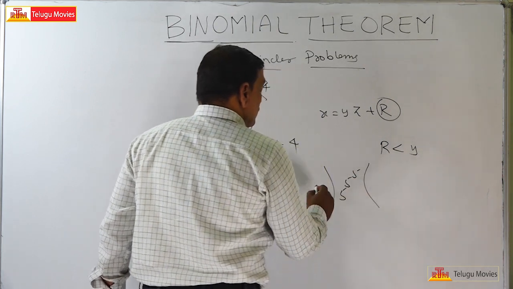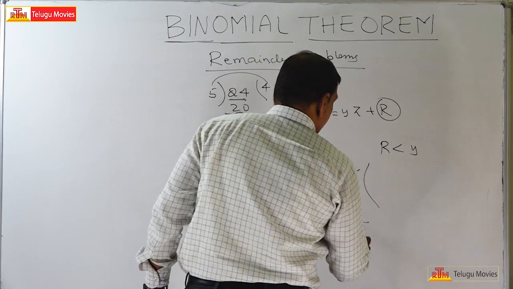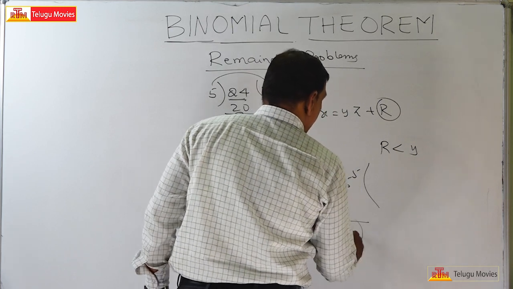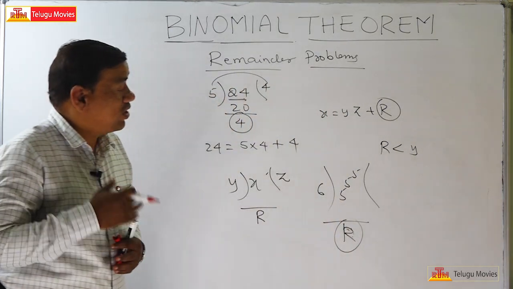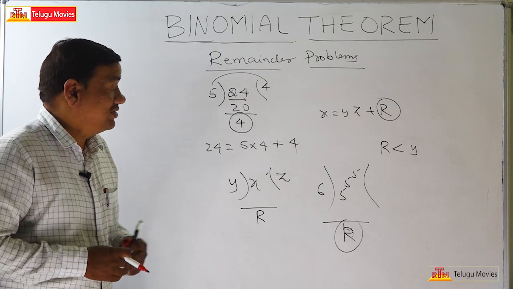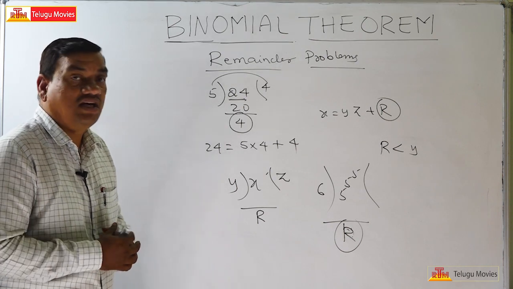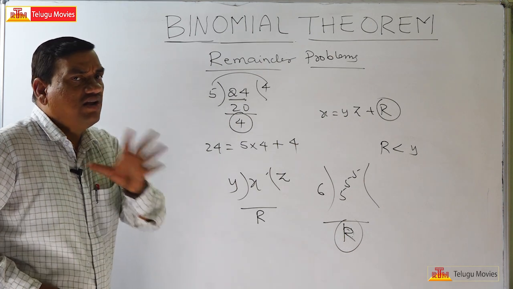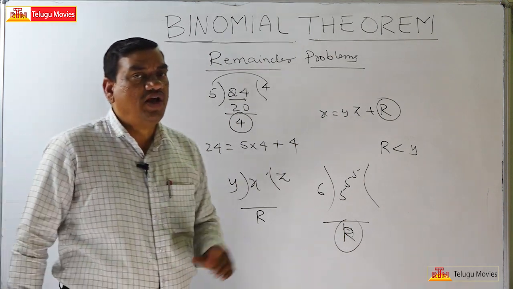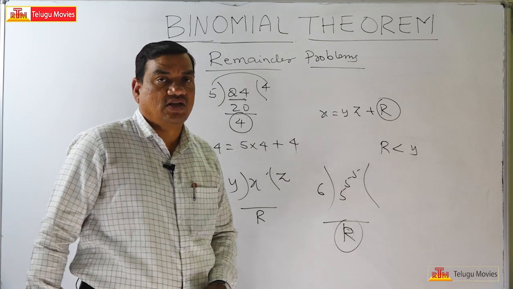If you want to find out the remainder when 5 to the power of 5 to the power of 5 is divided by 6, what will be the remainder? Now, let us see that. This type of problem is very important, so don't go away. Watch this class.